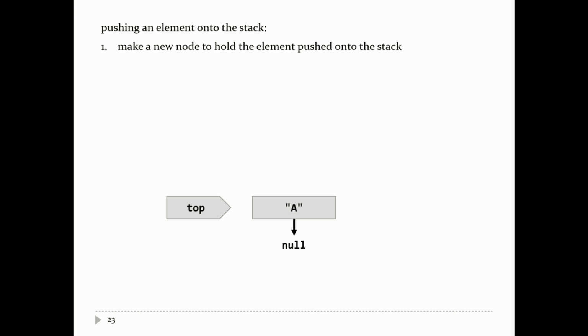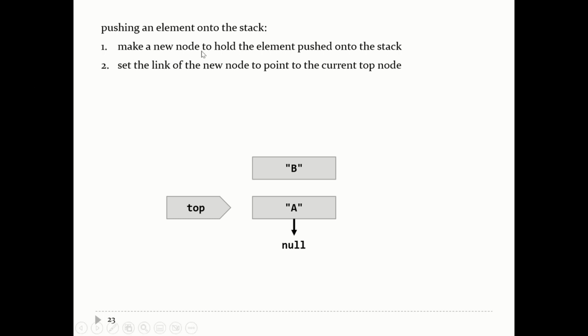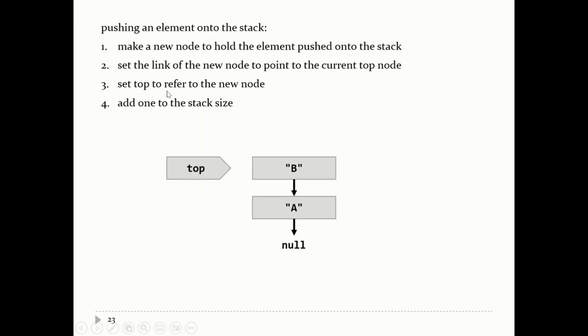Okay, how does push work? Remember how push works? This is just the same slides from before. If I want to push an element onto the stack, step 1, I'm going to make a new node. Step 2, set the link of the new node to point to the current top node. We're actually going to do these in one step because our constructor will do that for us. And step 3, set top to refer to the new node. So we're going to adjust this.top to refer to the new node, and then add 1 to the size of the stack. If you just follow the picture, it's very easy to implement push.